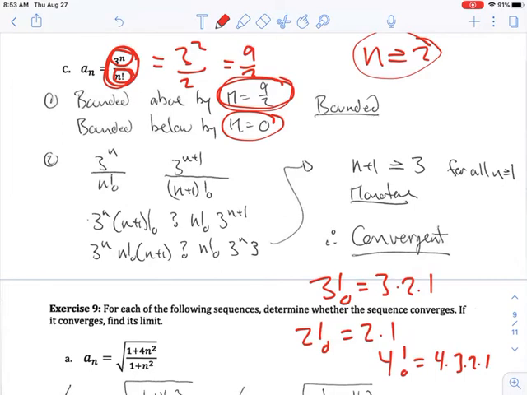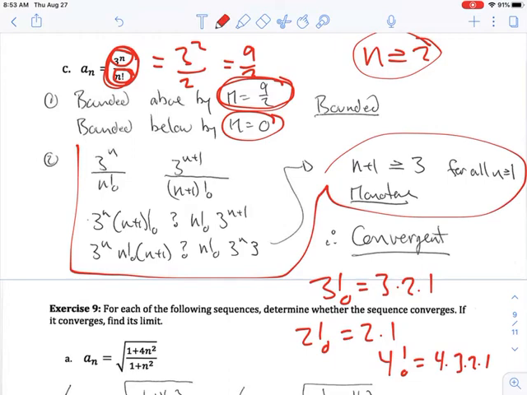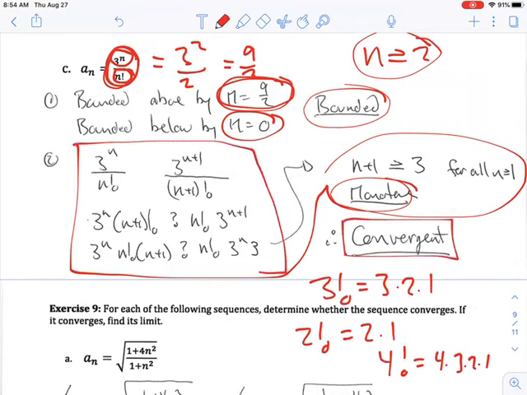Now, here's where we do the monotone thing. And we see that it is monotone. And so since it is bounded, since it is monotone, it is convergent. So I'll let you go through the process here. Again, we don't know if it's greater than or less than until we get to the final steps.